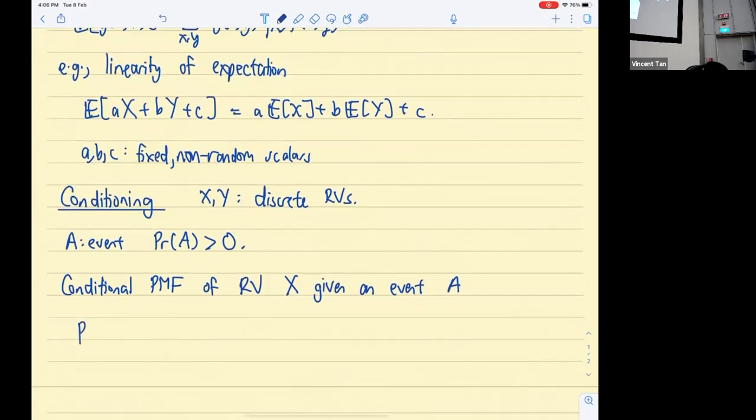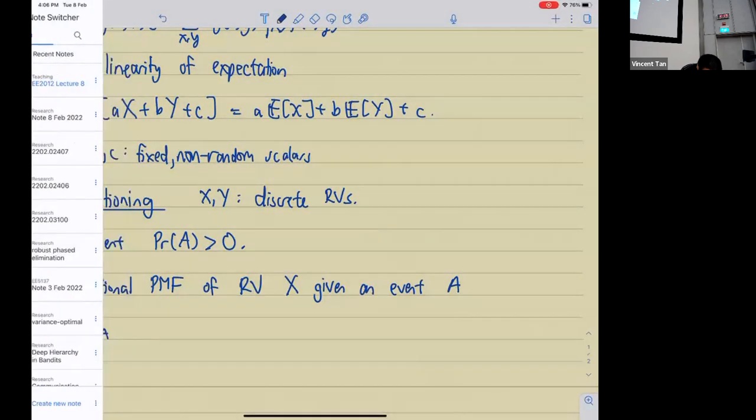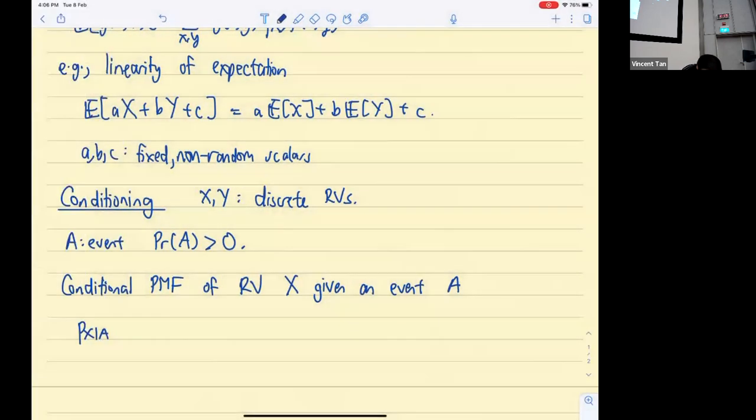This is denoted by P of X given A. Note that A is an event. It is not a random variable, even though it is capital. As I mentioned, all our random variables in this class are at the back of the alphabet: X, Y, Z. A is not at the back of the alphabet, so it is not a random variable. That is our convention in this class.